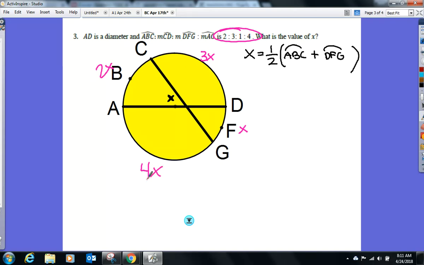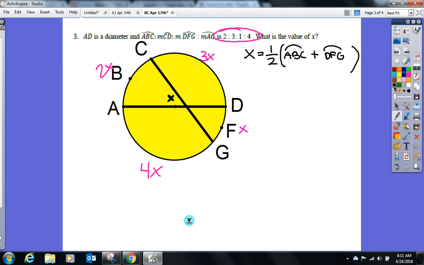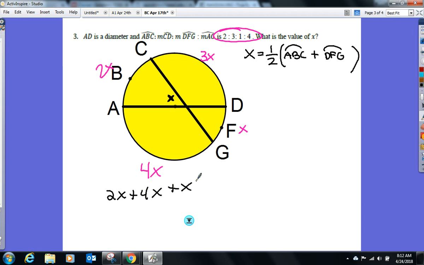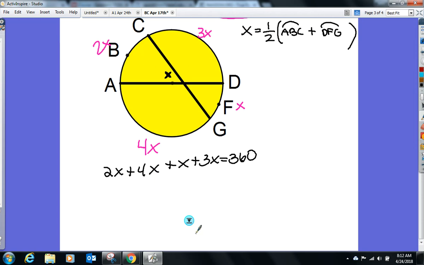What am I going to do with all those? I need actual measures to plug into the formula. What can I do to find the measure of the arcs? All those arcs add up to what for a full circle? 360. Let's solve for x now. So I have 2x plus 4x plus x plus 3x equal to 360. How many do I have there? 10 x's, so x equals 36.